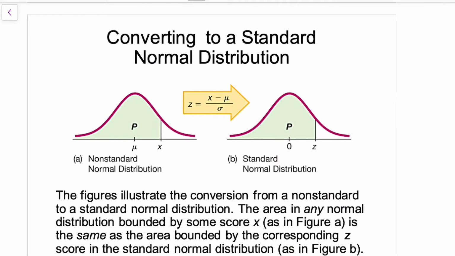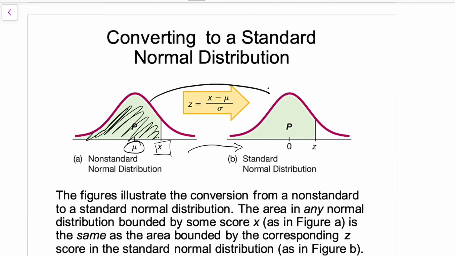We're going to take a non-standard distribution with any mu and any sigma. So given that data point in that kind of normal distribution, compute our z-score and translate it, almost like we would translate one language into another. And what will be consistent is the area under the curve in any normal distribution will be translated perfectly into the area under a standard normal distribution as long as we follow our z-score formula.